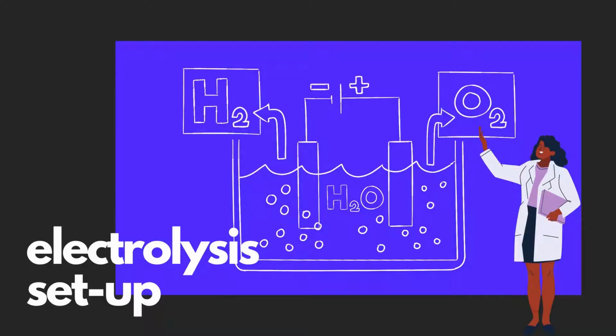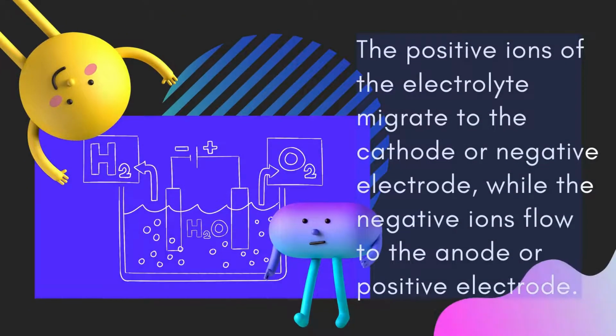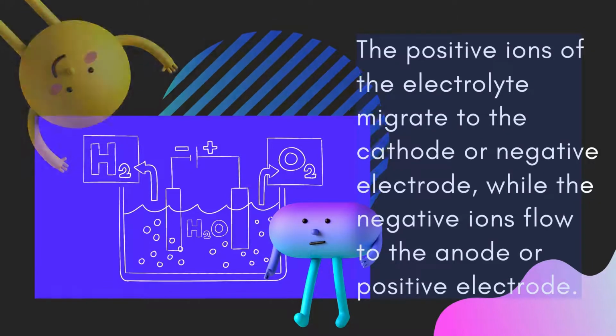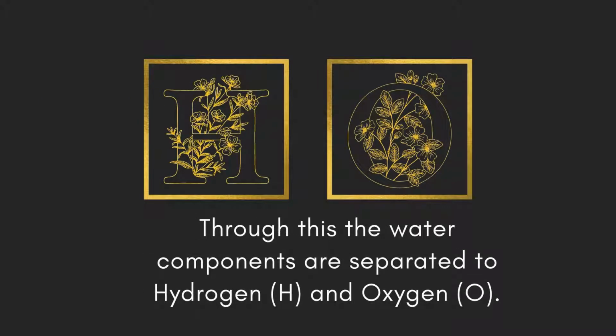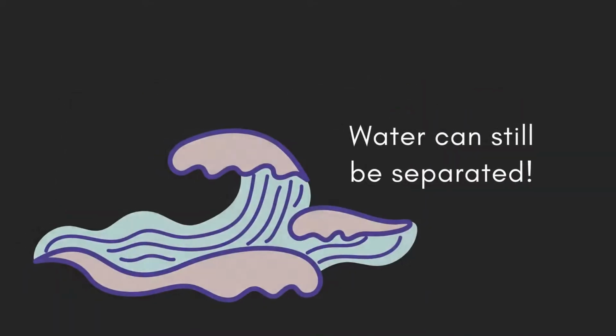This is an electrolysis setup. In this method, a chemical change occurs when electrical energy is applied externally. The positive ions of the electrolyte migrate to the cathode, or negative electrode, while the negative ions flow to the anode, or positive electrode. Through this, the water components are separated into hydrogen and oxygen. How interesting! Water can still be separated.